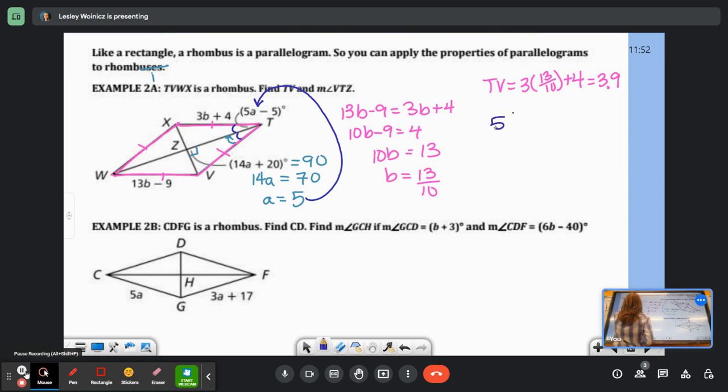5 times 5. What are you doing? Oh, I'm doing a different thing. My bad. So I'm getting 20. Yep. So the measure of angle VTZ is 20 degrees. Okay, that was exciting. I think we got the hang of it now.